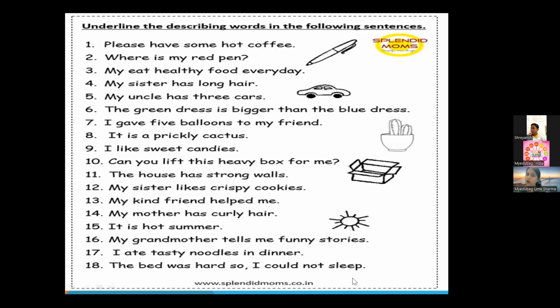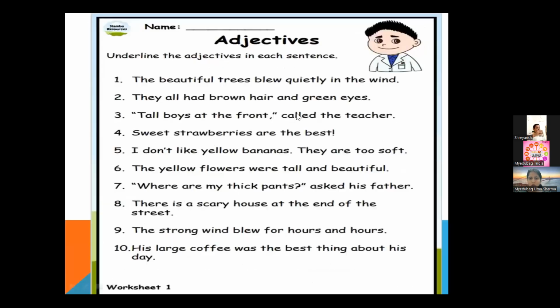Now, bache, what you have to remember: the words which describe any kind of a noun or pronoun are known as describing words. Describing word is another name for adjective. Very good. Let's do more exercises. Now again, Shreyansh, you have to tell me orally, no worries. Don't write anything. Now read the first sentence.